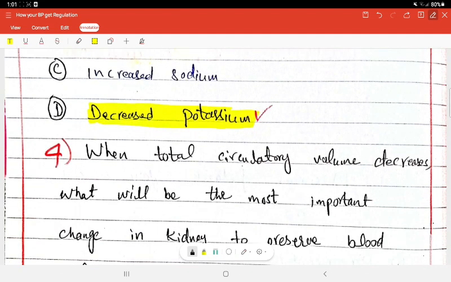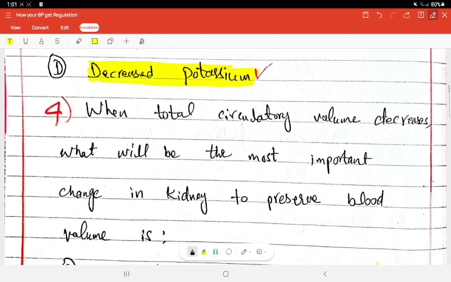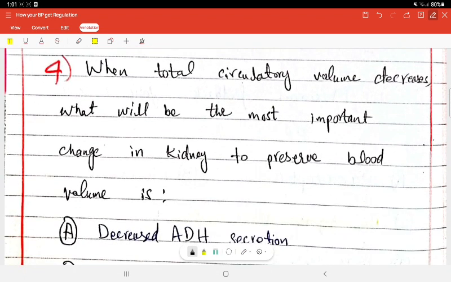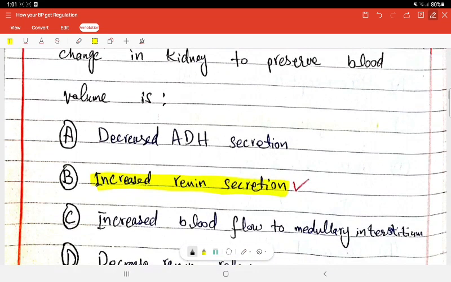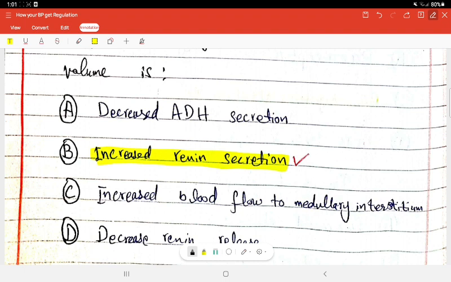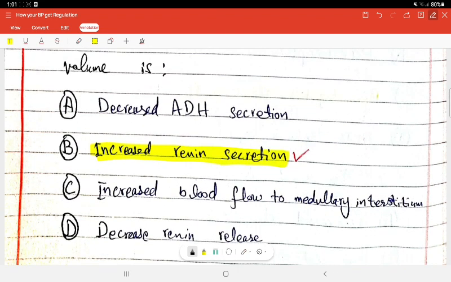The fourth: when total circulating volume decreases, what will be the most important change in the kidney to preserve blood volume? See the options. First is decreased antidiuretic hormone secretion, second increased renin secretion, third increased blood flow to the medullary interstitium, and the last one decreased renin volume. So the answer is increased renin secretion.